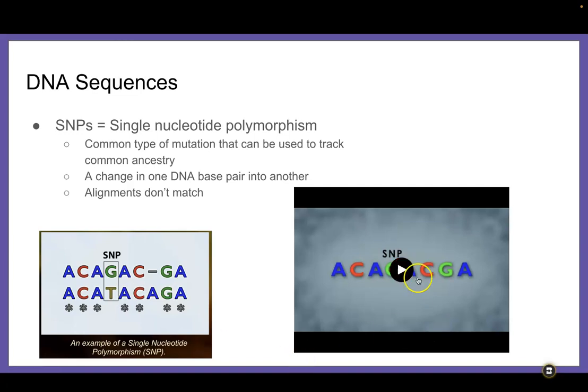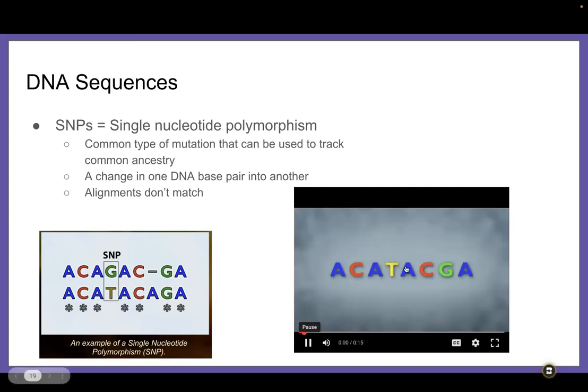We can have single nucleotide polymorphism, where we have just one mutation, right? It's a pretty common mutation that can be used to track common ancestry. It's just a change in one base pair so that the alignments don't match. Maybe we just changed that T to a G, right? That's a single nucleotide polymorphism. Think of it as a single point mutation, and that might be all we see in that change over time.